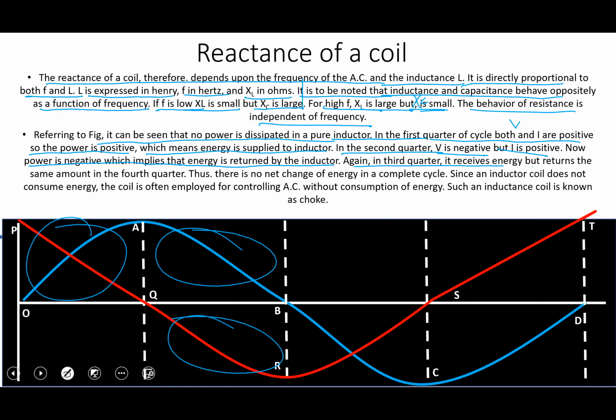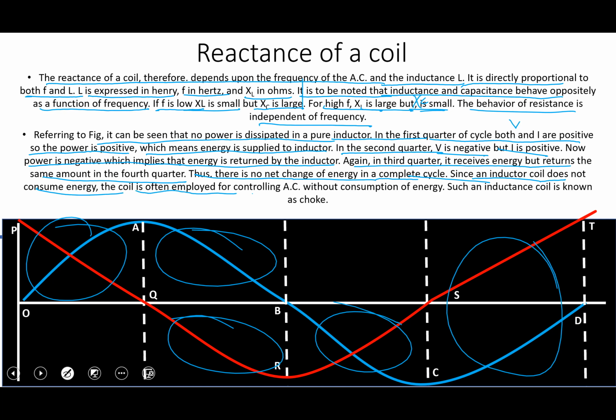Again, in the third quadrant, it receives energy, but returns the same amount in the fourth quadrant. That means it is gaining energy in the opposite direction, but in this fourth quadrant it basically gives the energy back again. Thus, there is no net change of energy in a complete cycle. Since an inductor coil does not consume energy, the coil is often employed for controlling AC without consumption of energy. Such an inductance is known as a choke.